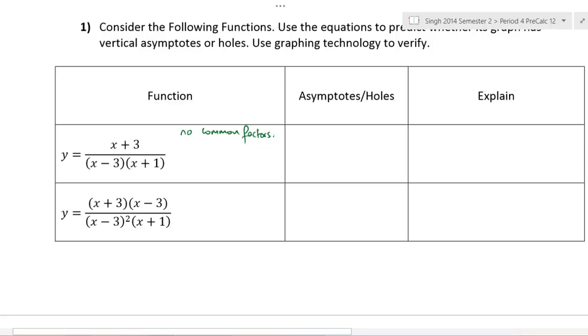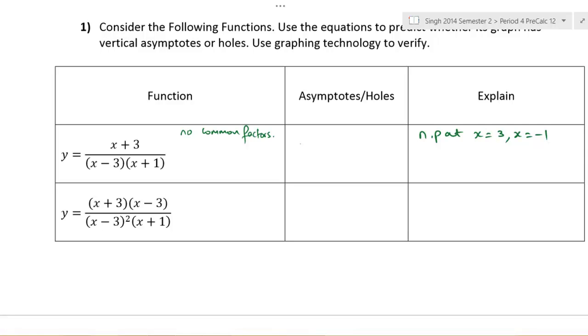So I know chances are I don't have a hole in this particular function. I do have two non-permissible values. My non-permissible values are going to happen at x equals 3 and x equals -1. Those are the non-permissible values.